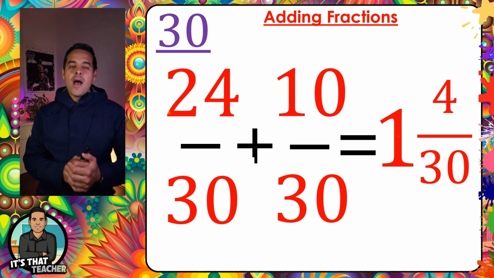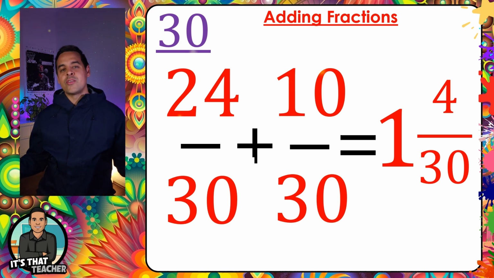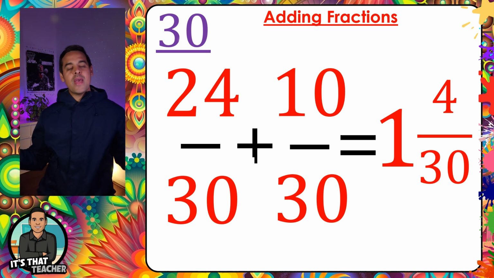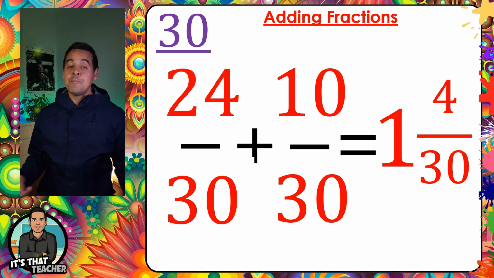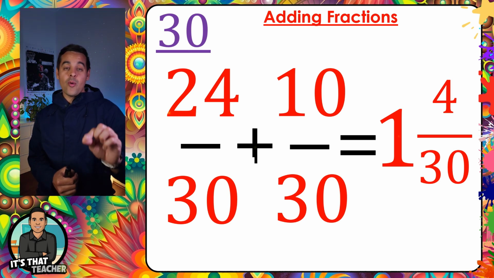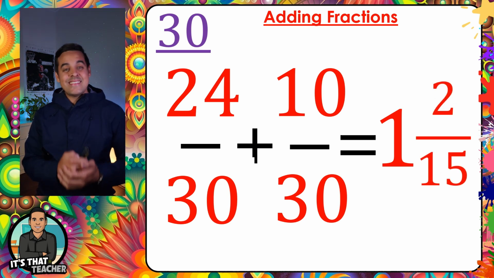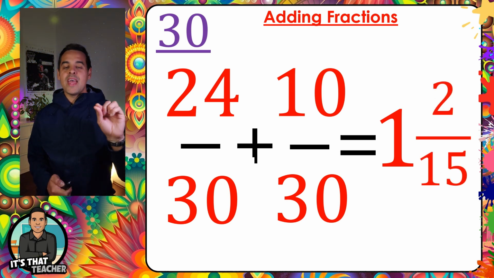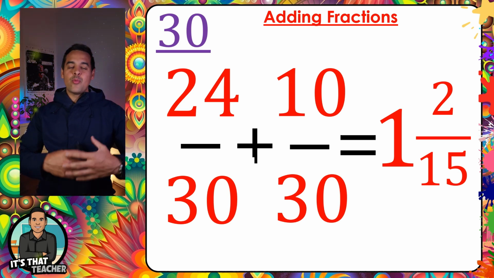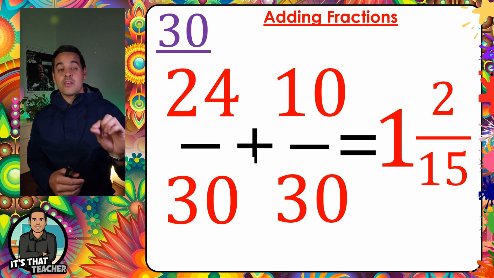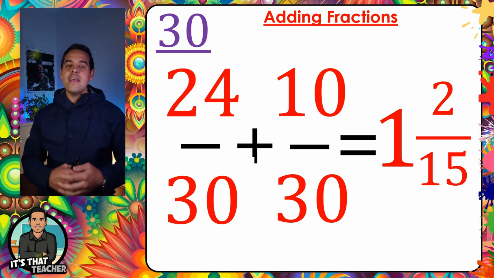But why I'm showing you this example is because this can be further simplified. So we have 1 and 4 over 30, but if you were to divide the 4 and the 30 by 2, you can get an even simpler number, 1 and 2 over 15. This would be your correct answer. If they were asking for a fully simplified answer, this would be it. So even if you have fractions as a remainder, you always need to simplify.